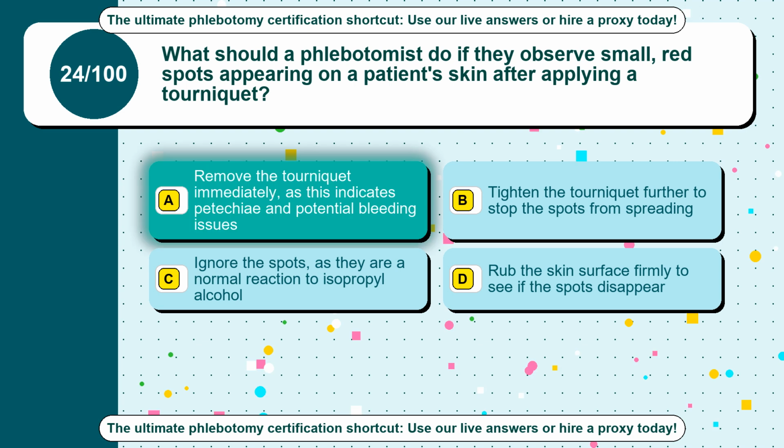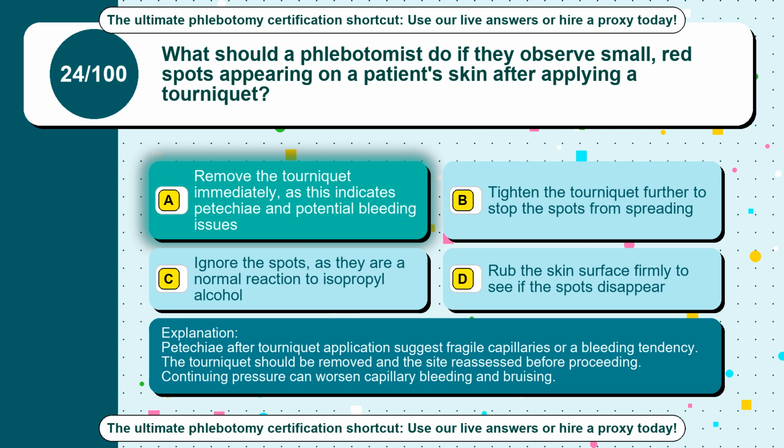The correct answer is option A, remove the tourniquet immediately, as this indicates petechiae and potential bleeding issues. Petechiae after tourniquet application suggest fragile capillaries or a bleeding tendency. The tourniquet should be removed and the site reassessed before proceeding. Continuing pressure can worsen capillary bleeding and bruising.